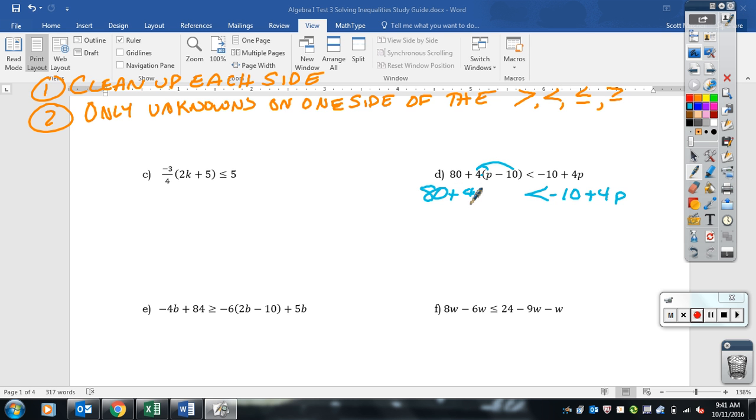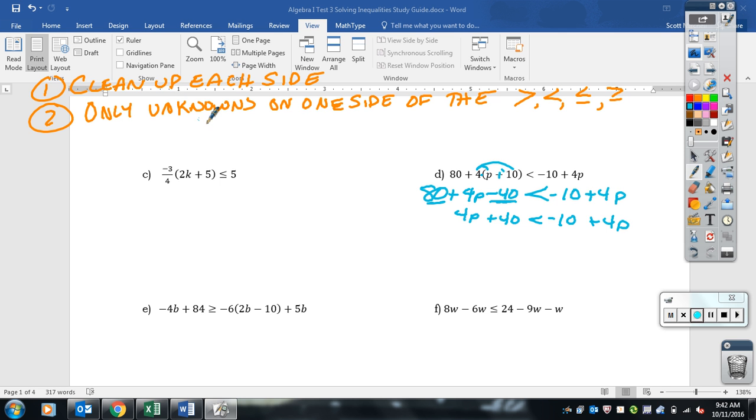80 plus 4 times p is 4p. 4 times negative 10 is negative 40. That's not a negative 10 yet? It is. Keep, change, it's a negative 10. 4p minus 40. Now I combine my like terms, so I'm still not done with step 1. 80 and a negative 40 is 4p plus 40, because a negative 40 and 80 is just 40 left over. At this stage, we're done with cleaning up.